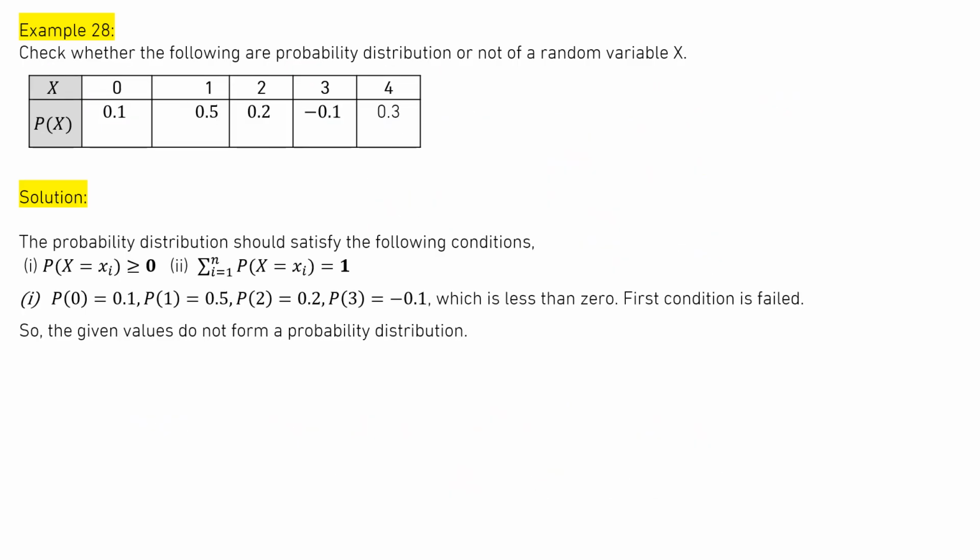Same idea here. First you will check that all the probability values are greater than or equal to 0. If you see the first value, it is greater than or equal to 0. It's a positive value. This is also greater than or equal to 0. This also. But see the next value. You have negative 0.1. So this is less than 0.